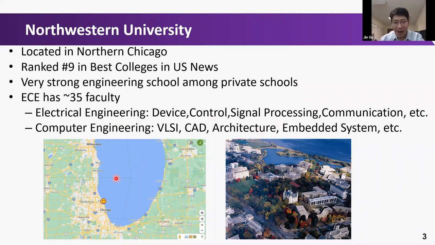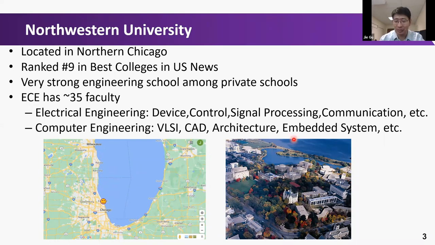So here I'm showing a map. I don't know how many of you may have gotten a degree in the Midwest. You may be familiar with this region. We actually have many good schools around this region. So we are in the northern part of Chicago. And on the north, we have Wisconsin, Minnesota, UIUC, Purdue, Michigan. So a lot of good schools. So I actually encourage you to come to our Midwest and recruit students. We have a lot of good students here.